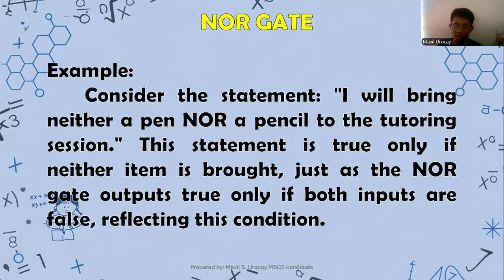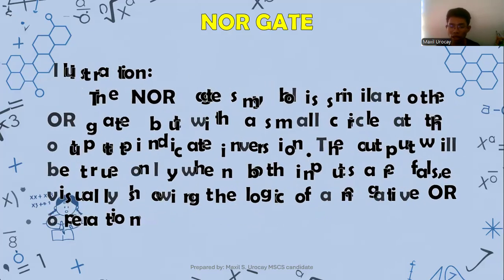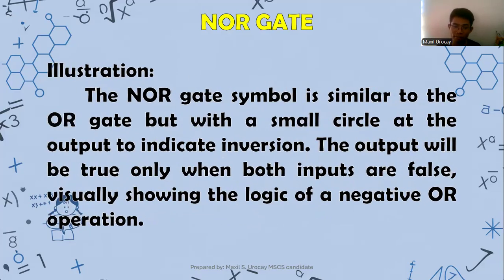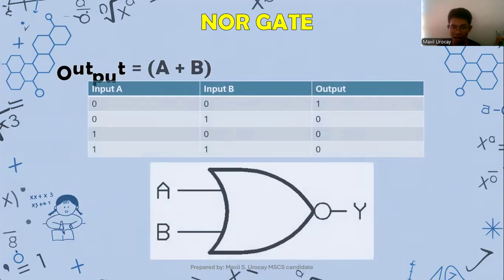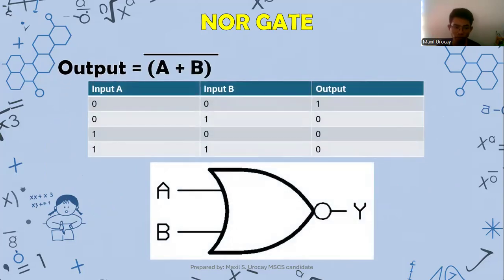So technically, if you will begin to put that into consideration, if you understand that deeply, this actually becomes true when both statements are definitely false. So the NOR gate symbol, when you illustrate that, is similar to the OR gate but with a small circle at the output to indicate inversion. The output will be true only when both inputs are false, visually showing the logic of a negative OR operation. So this is likely something like that.